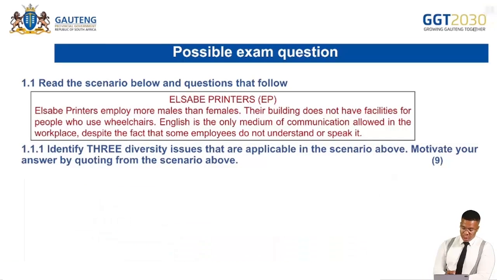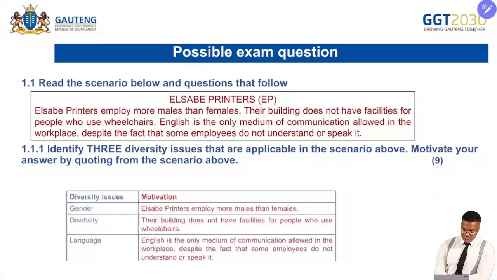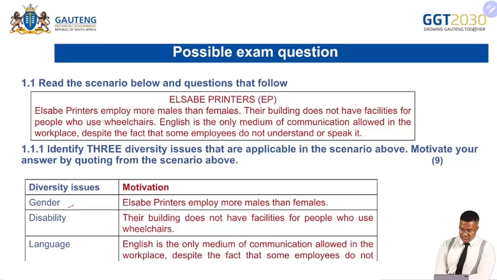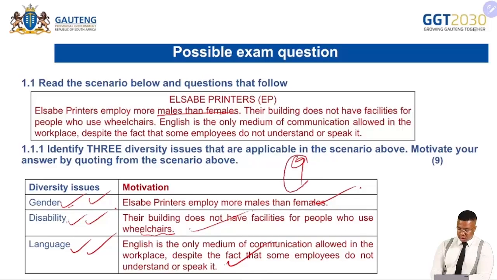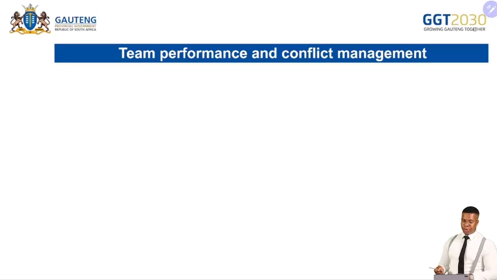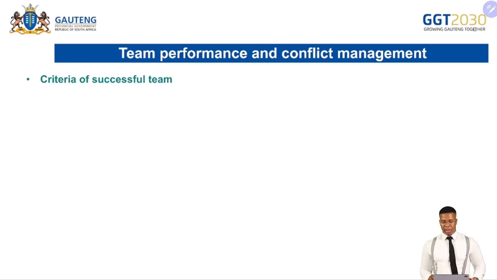So we will be looking into the first issue, which is now what males and females talks to which issue of diversity? Gender, 1 mark for motivation. Disability, correct, because of the issue of wheelchairs and employees being accommodated for that. Language, 2 marks, and English being the only language of communication, that is 1 as motivation, and then you get your 9 there. Then we move to team performance and conflict management.